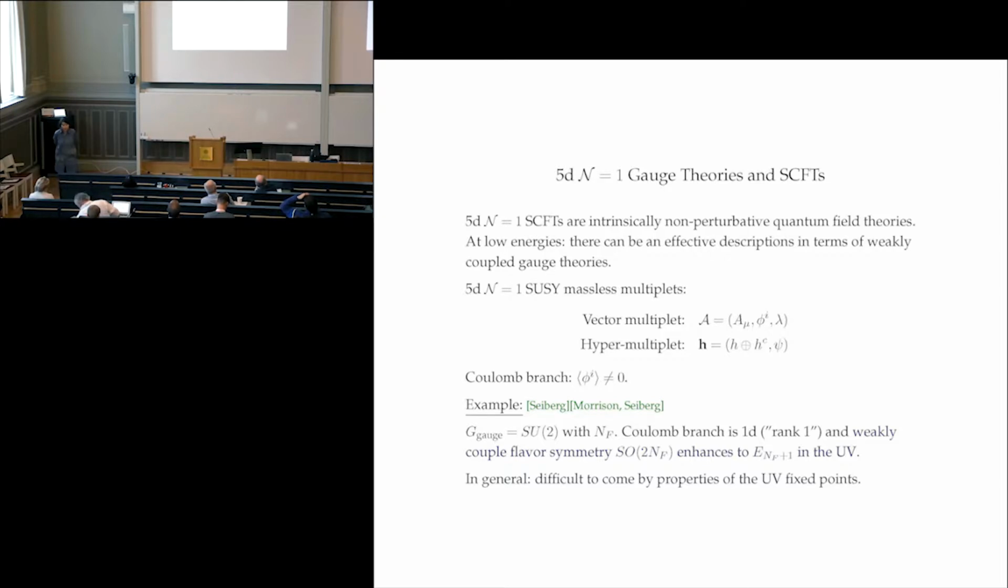When you get lost in this talk, you should always go back to the classic examples of these theories, which were developed in the 90s, I believe, by Nati, and then later with Dave and Nati in a follow-up paper, which are SU(2) gauge theories with N_F fundamental flavors. The Coulomb branch is one-dimensional, obviously, so I will refer to these theories as rank 1 theories. And the weakly coupled flavor symmetry is SO(2N_F), and it is understood to be enhanced at strong coupling in the UV to the exceptional groups E_{N_F+1}.